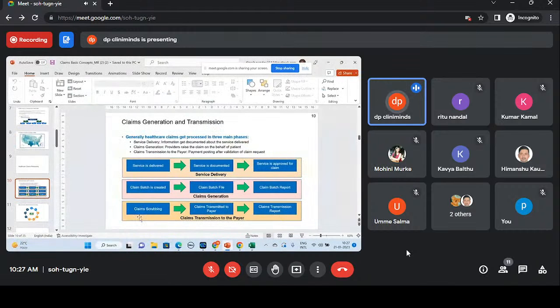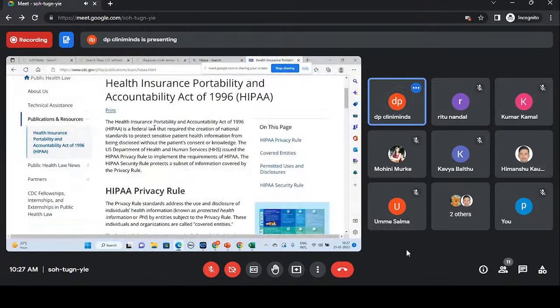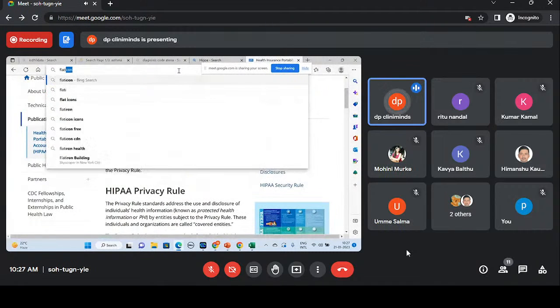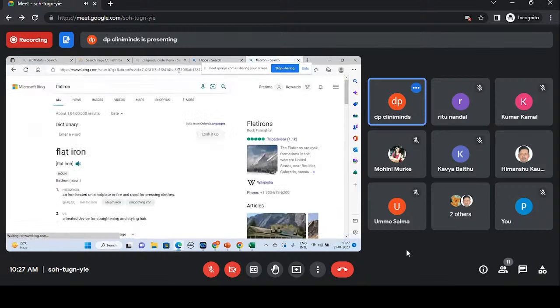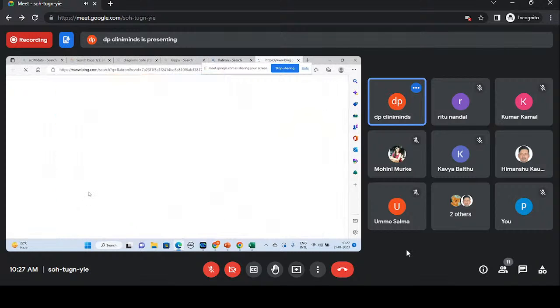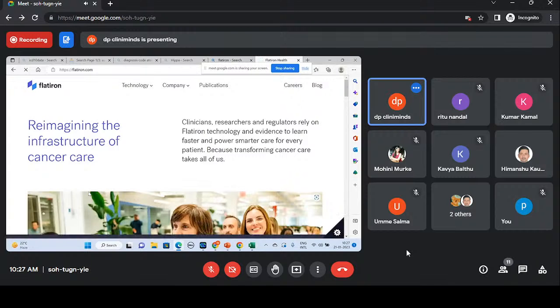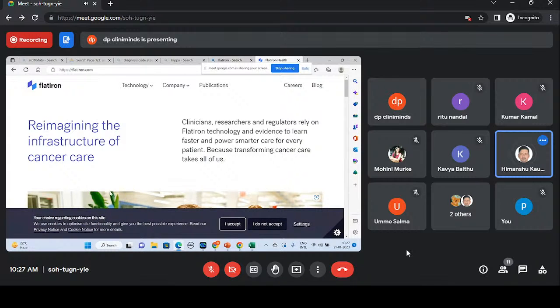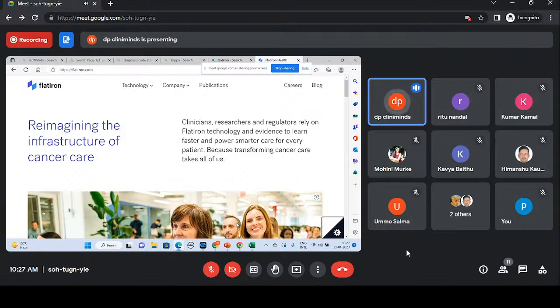I'll show you the website if I go. Even Optum has a huge data set. Now they say they are reimagining the infrastructure of cancer care. So what they are doing is taking the data from the insurance company, and specifically they are selling the data of oncology drugs to the oncology companies, where most of the analysis can be done. I'll show you in the future slides what type of analysis can be done from these claims data.